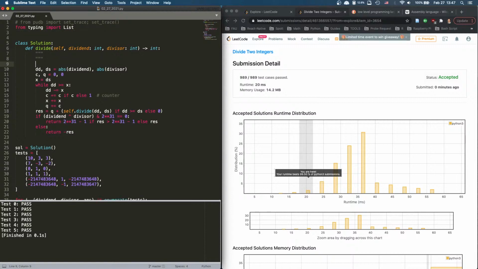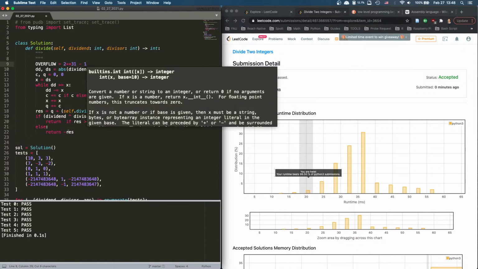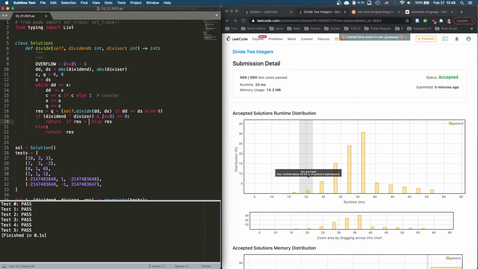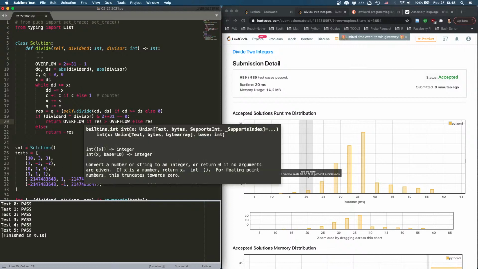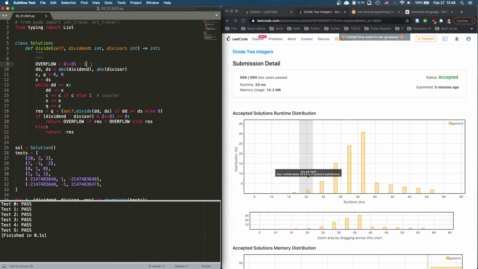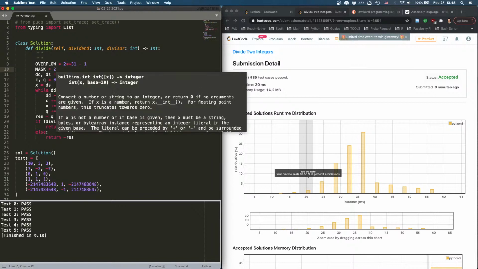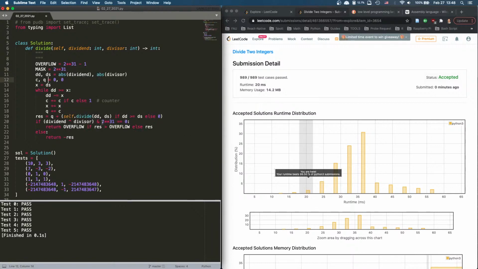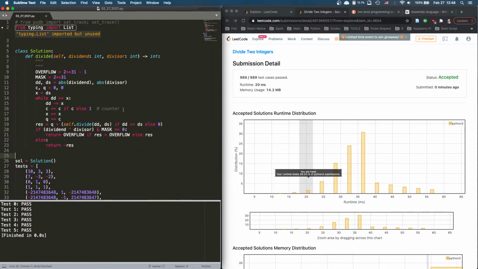I just want to say overflow. Overflow equals this. Right, and then both of these can be swapped with overflow. This is a mask. So overflow is here. Mask is, so when you do mask, okay. So this one passes.